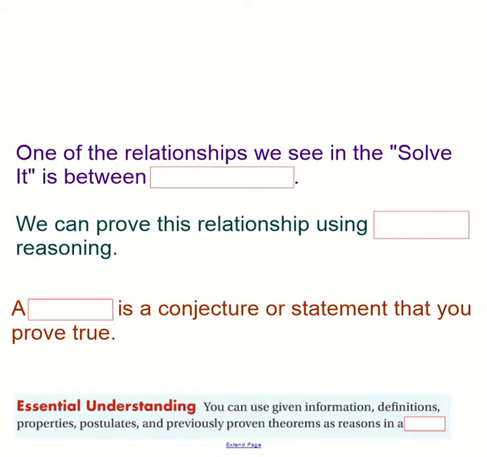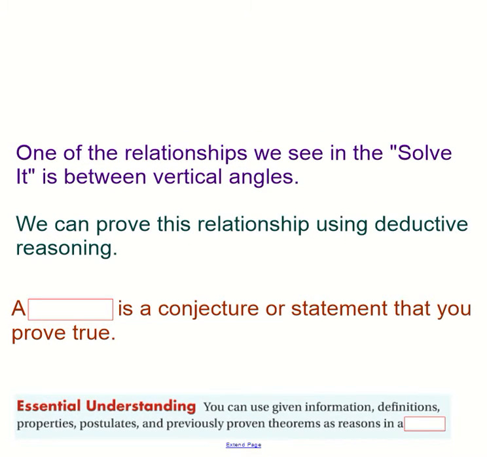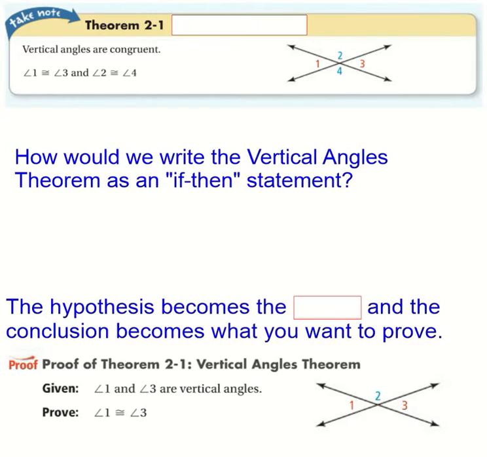One of the relationships we saw in that is between vertical angles. We can prove this relationship using deductive reasoning. A theorem is a conjecture statement that you prove true. So we can use the given information, definitions, properties, postulates, and previously given theorems as reasons in a proof. Here we have a theorem. It says vertical angles are congruent. We have two angles, angle 1 and 3, which are vertical angles, and so they are congruent. And we have 2 and 4, which are vertical angles, and so they are congruent.